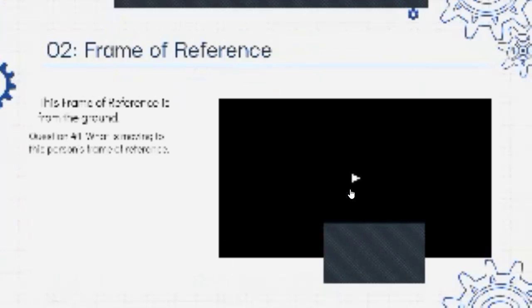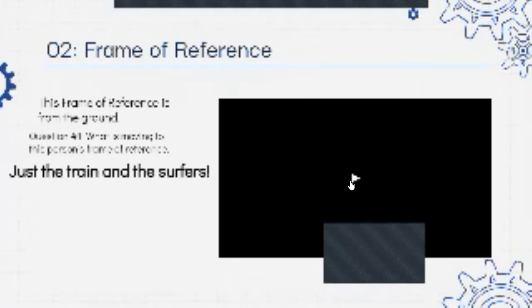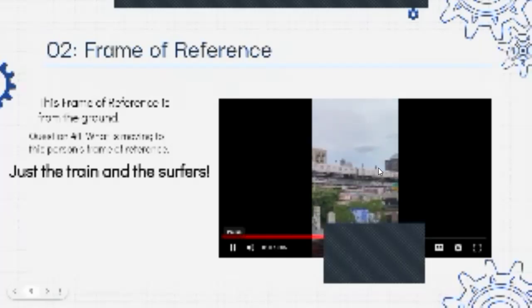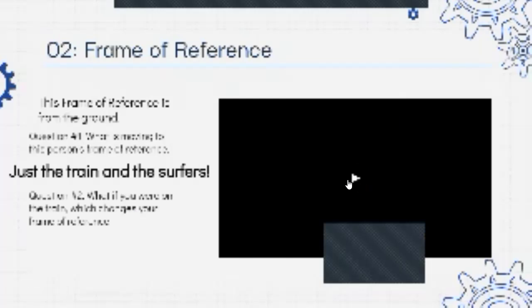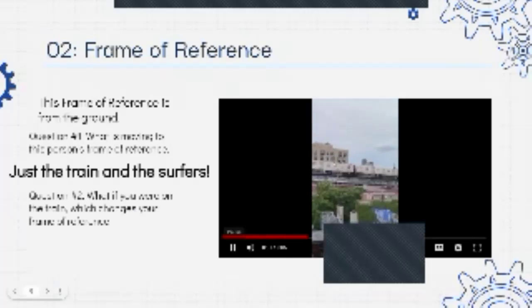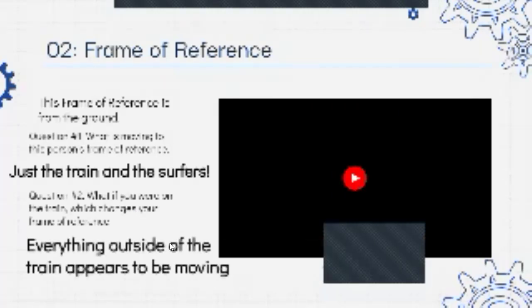It looks like the train is moving as well. Okay. So it appears that the train and the surfers are all still, but still is moving. Okay. What if you were on the train? What does that do to change your frame of reference? If you were on the train, what would be moving? Everything would appear to be moving to you because you're sitting on the train that's actually moving. That's the frame of reference.